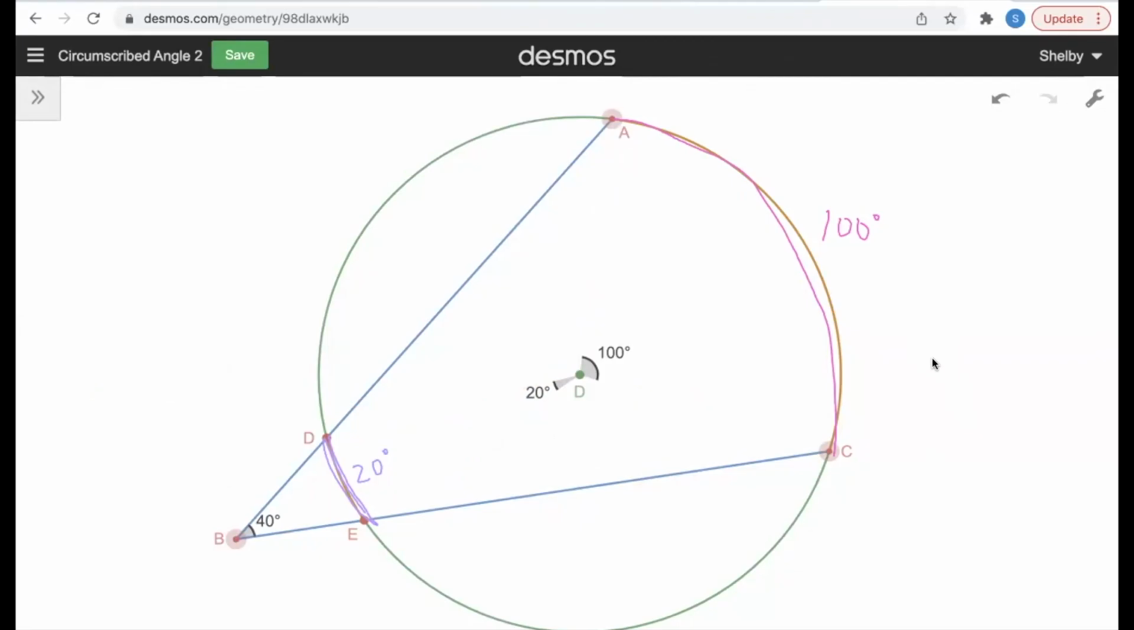So maybe you have noticed that the measure of the circumscribed angle is half of the difference between its two intercepted arcs. So if you calculate the difference between the 100 and 20, and then take half of that amount, then that will be equal to the measure of the circumscribed angle, which is 40 degrees. So the difference between 100 and 20 is 80, and half of 80 is 40. So a circumscribed angle is half the difference between the measure of its two intercepted arcs.